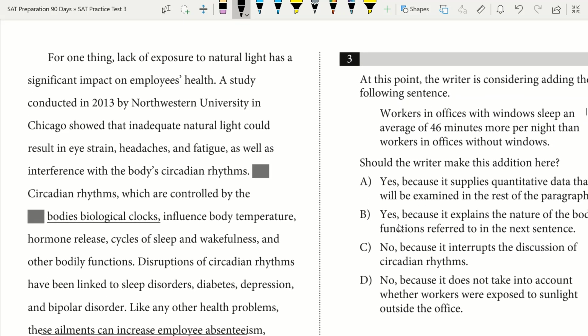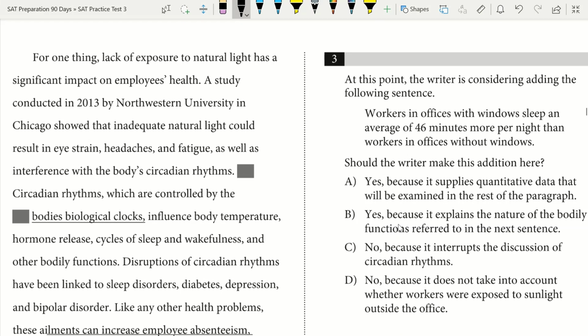All right, "For one thing, lack of exposure to natural light has a significant impact on employees' health. A study conducted in 2013 by Northwestern University in Chicago showed that inadequate natural light could result in eye strain, headaches, and fatigue, as well as interference with the body's circadian rhythms." So at this point, the writer is considering adding the following sentence: "Workers in offices with windows sleep an average of 46 minutes more per night than workers in offices without windows." And then I need to read on in order to see whether I should add that sentence. I need to know what comes after it.